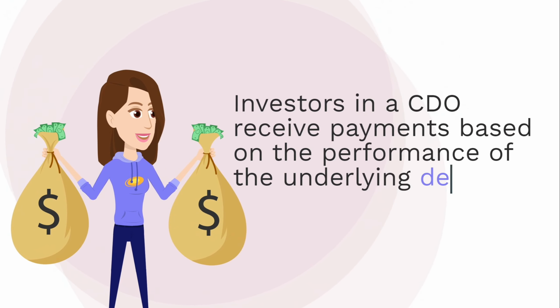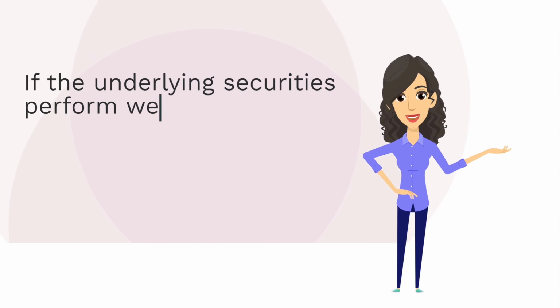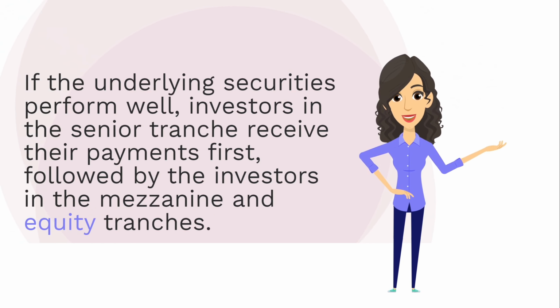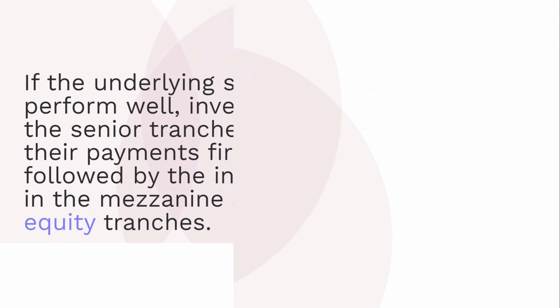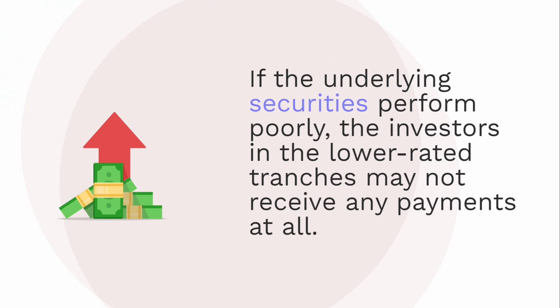Investors in a CDO receive payments based on the performance of the underlying debt securities. If the underlying securities perform well, investors in the senior tranche receive their payments first, followed by the investors in the mezzanine and equity tranches. If the underlying securities perform poorly, the investors in the lower-rated tranches may not receive any payments at all.